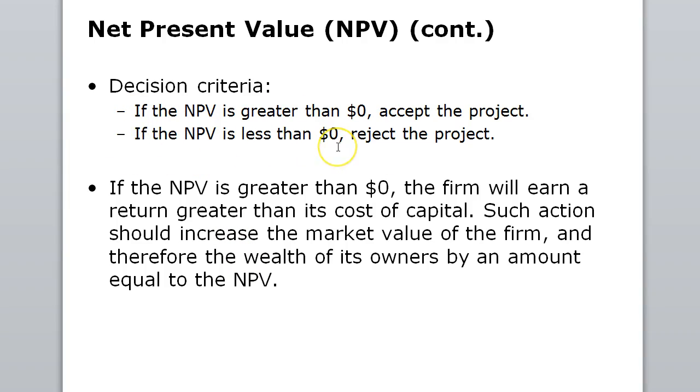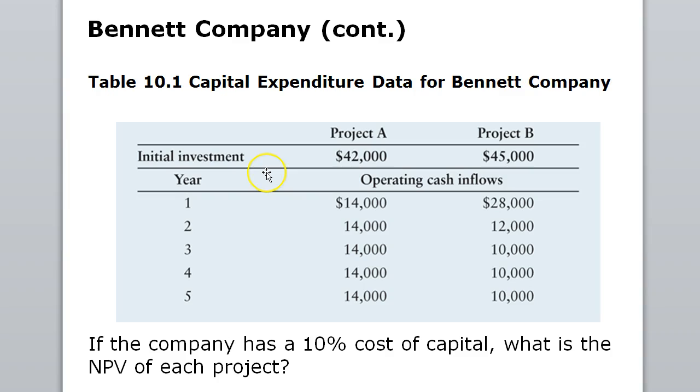If it's less than 0, you reject the project. So if net present value is greater than 0, the firm will earn a return greater than the cost of capital and should increase the market value of the company. Therefore, the wealth of the owners will be maximized.